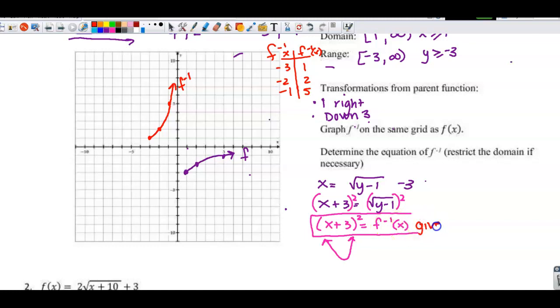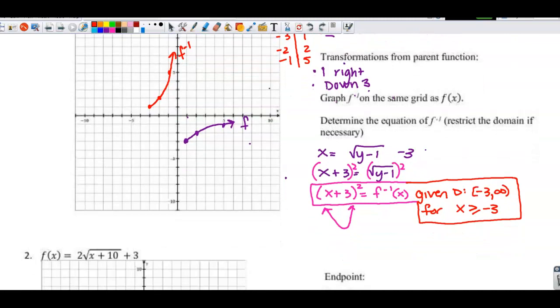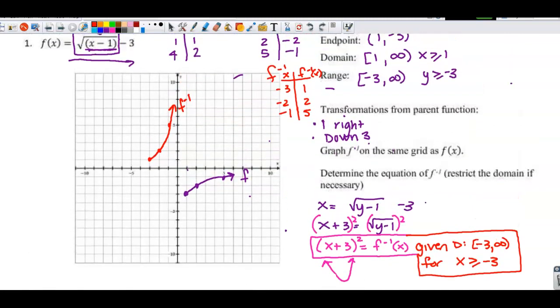Then we write this word, given. You can write given the domain is -3 to infinity, or you can say for or given x is greater than or equal to -3. And we're going to look at that part for a minute, because you might look at that part and say, well, how would I know which x values to mark this domain if I didn't graph it?